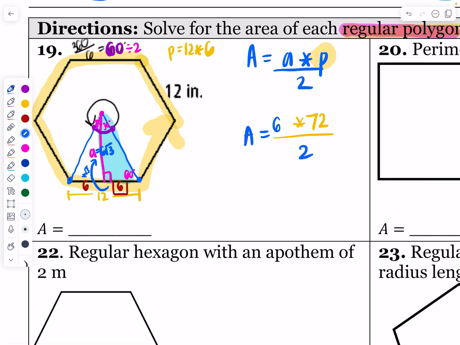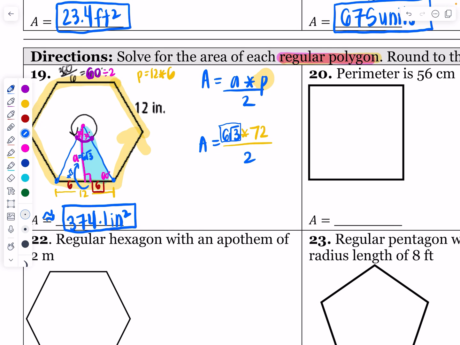So that looks scary, but it's really not. We're going to let our calculators do that work. That's going to be 6 root 3. We're going to click enter after that so we don't have to use extra parentheses. 6 square root of 3 is 10.3923048. Keep that in your calculator. We multiply that by 72, and then we divide that by 2. We're going to round at the very, very end. And so this is going to give me an area of approximately, when you round it at the end, 374.1 inches squared. So we don't round until the very end. So my apothem was 6 root 3 because this was a 30, 60, 90 triangle.